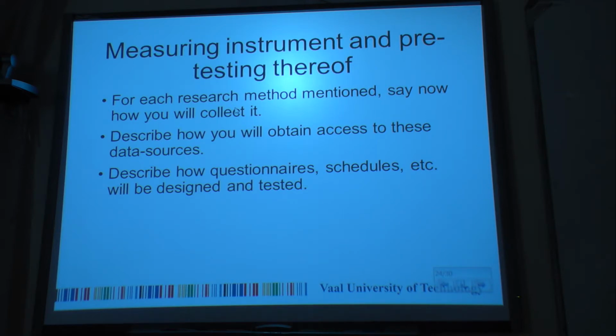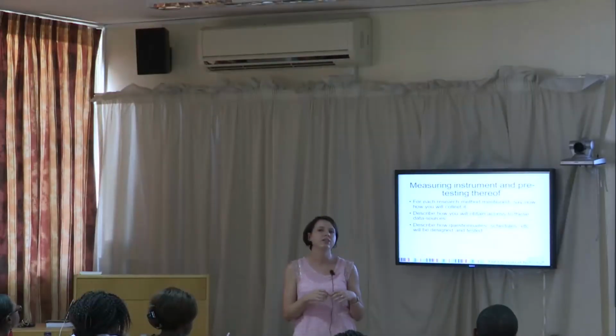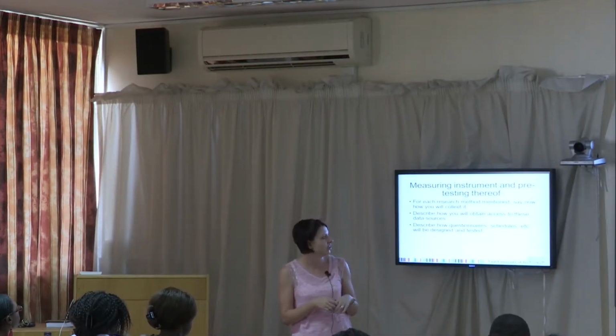Then you need to also explain your measuring instrument and the pre-testing thereof. So what are you using to gather your information? What instruments are you using? Questionnaires, interviews, focus groups, those type of things. For each method, you must say how you are going to collect your data. So if you are making use of both questionnaires and interviews, you need to tell me how you are going to go about conducting those interviews, and how you are going to go about distributing the questionnaires or the surveys. So you need to explain your method behind distribution and interviewing and so on.